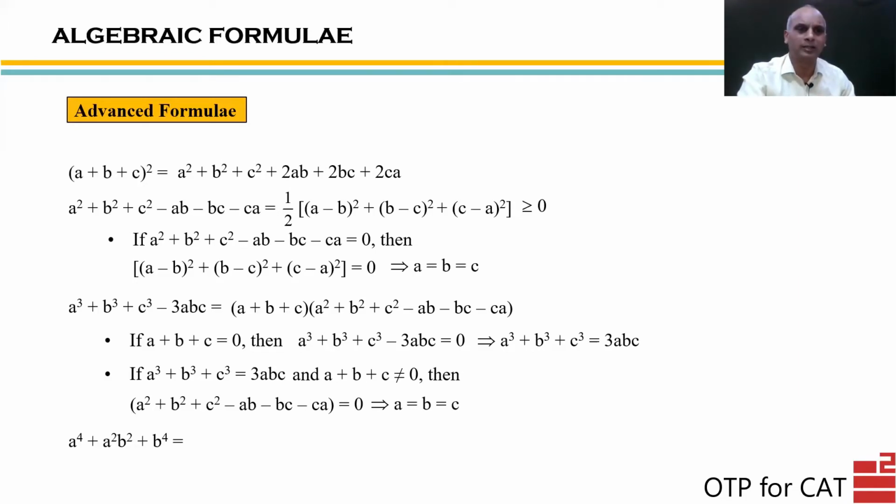Our fourth formula is less often used, so you may not give it more importance, but it may be asked. This fourth formula is for a4 plus a square b square plus b4, which is equal to (a square plus ab plus b square) into the second bracket (a square minus ab plus b square). So this is the list of advanced formulas. These along with the previous, basic formulas, you must all remember so that you can solve questions based on them.